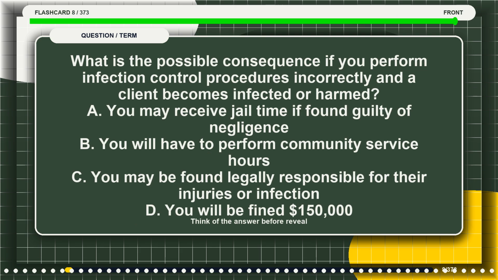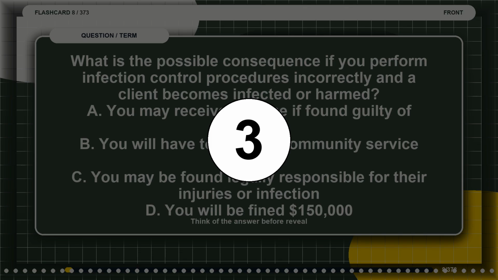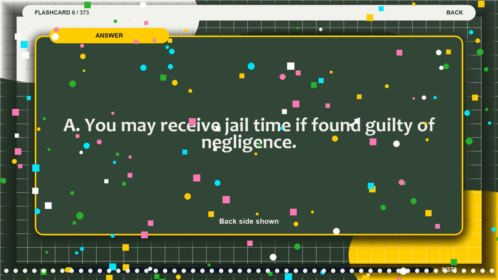Flashcard 8. What is the possible consequence if you perform infection control procedures incorrectly and a client becomes infected or harmed? A. You may receive jail time if found guilty of negligence. B. You will have to perform community service hours. C. You may be found legally responsible for their injuries or infection. D. You will be fined $150,000. Think of the answer before the reveal. The answer is A. You may receive jail time if found guilty of negligence.